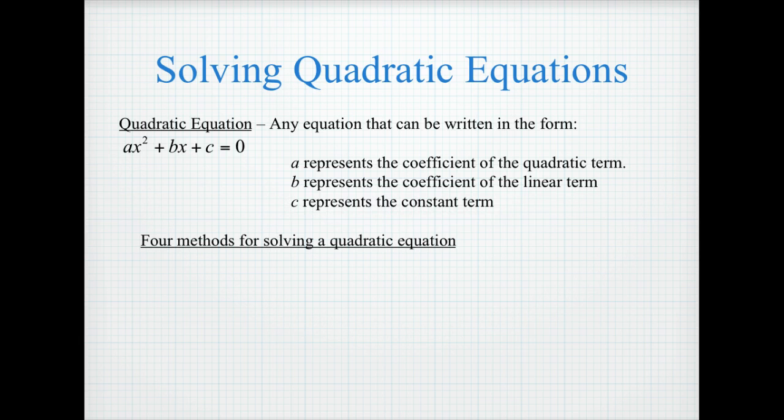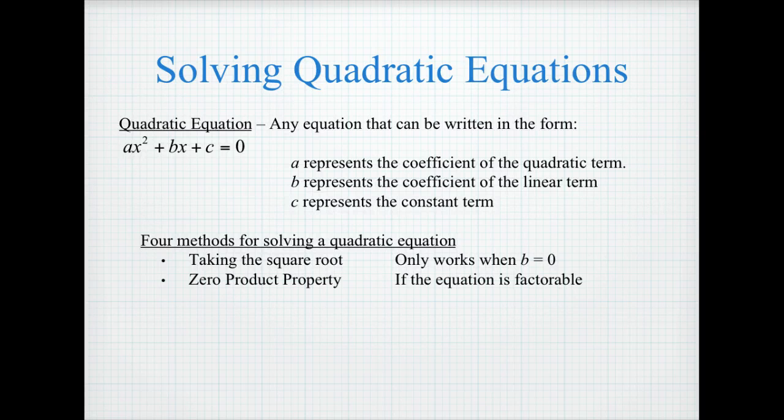We will learn four methods for solving a quadratic equation. The first method is to solve by taking the square root. Solving by taking the square root only works when b is equal to 0. The second method is to solve using the zero product property. Zero product property is a great way to solve through factoring, but it only works when the equation is factorable.